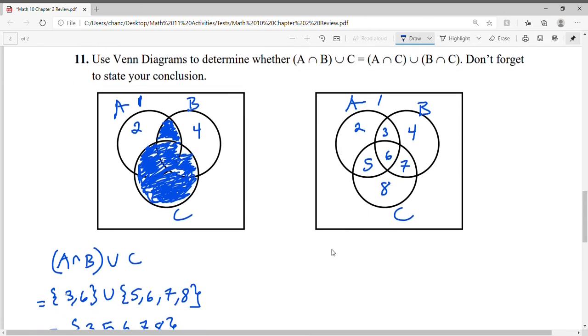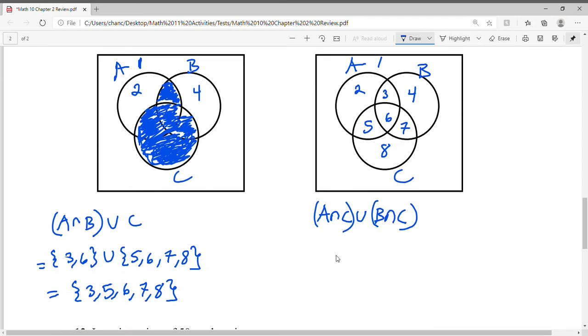For the second part of the question, we're looking at A intersect C union B intersect C. So let's look at A intersect C. A intersect C is going to be anything that is in both A and C, so that's just 5 and 6. You're going to union that with B intersect C, what's in both B and C, that's 6 and 7. And so the union between these two is 5, 6, and 7. So we're going to shade 5, 6, 7.